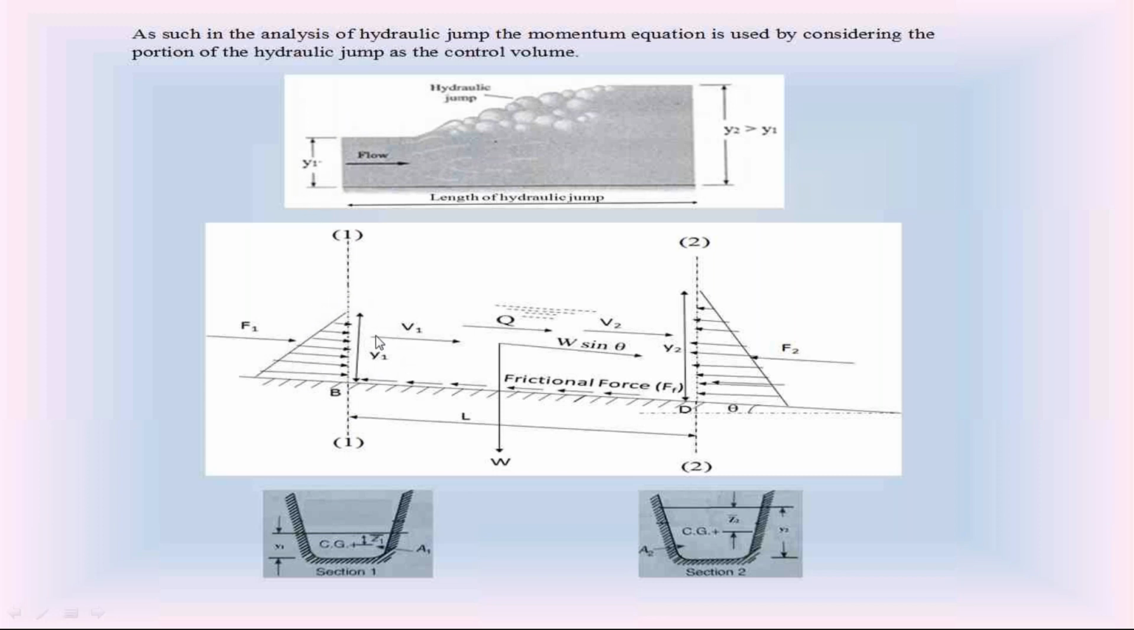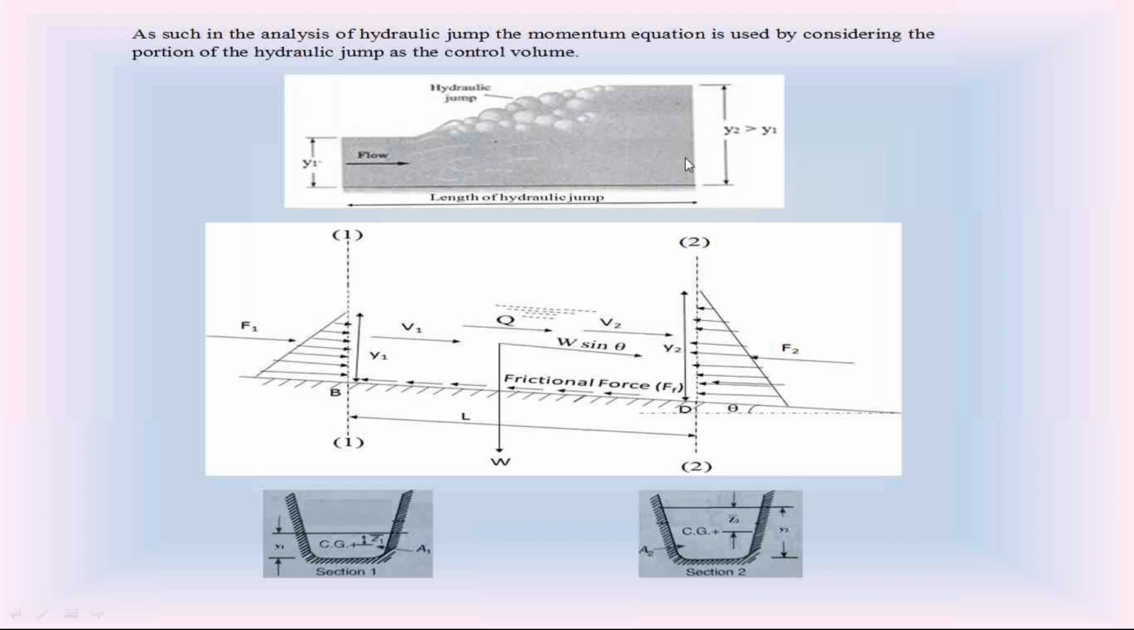Even though this is supercritical condition, according to the first assumption, we consider this water flow to be uniform flow. So before the hydraulic jump, the water flow is uniform flow. In this uniform flow, at section 1, the pressure distribution is hydrostatic. Then check this portion after the hydraulic jump, that is section 2, where the depth of flow is y2.